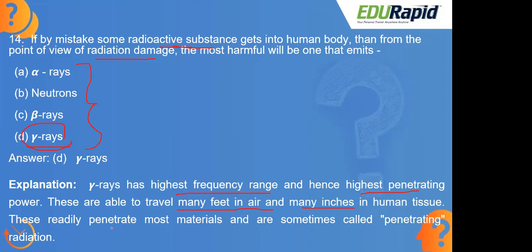These rays readily penetrate most materials and are sometimes called penetrating radiation. So gamma rays can also be considered penetrating because they have high penetrating power. Clear? Moving to the next question now.